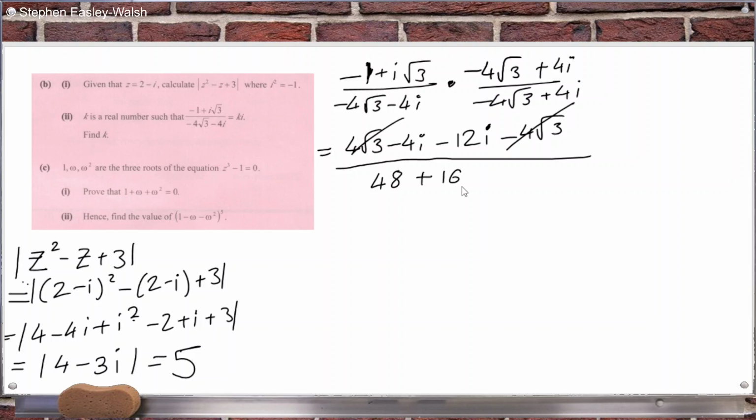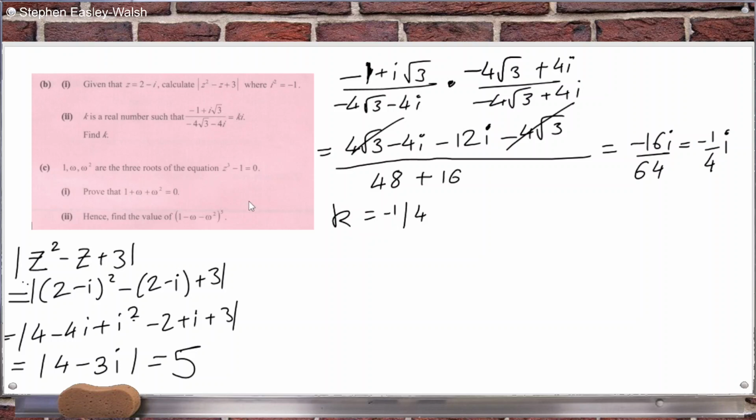So that's 64. So this will equal minus 16i over 64, which simplifies to a quarter minus a quarter i. So that means the k is minus a quarter.